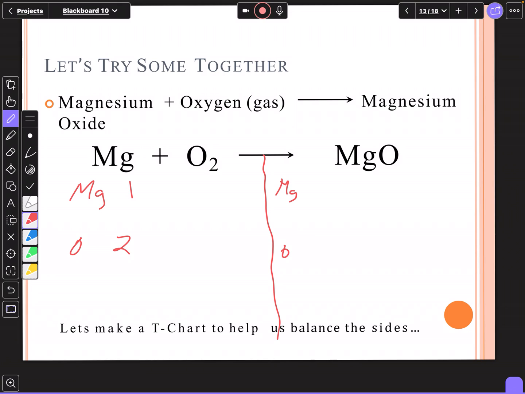On the right, I got 1 magnesium and only 1 oxygen, so my numbers are not balanced. They need to be the same on each side of the arrow. So I'm going to add coefficients. I got 2 oxygens on the left, I need 2 on the right.